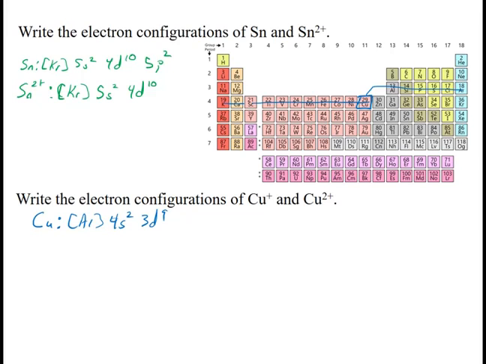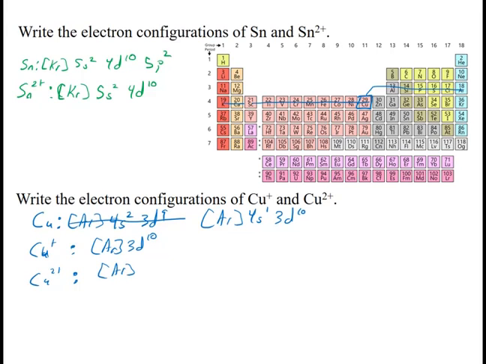Now, we've learned in the last chapter that this is an exception. So this is not what it is. It's argon with a 4s1 and 3d10. So what has happened is that it has promoted that electron from the s to the d. So the copper with a plus 1 is going to have lost this 4s. So it's still going to be argon and then 3d10. And copper 2 plus, it has to lose one more, so it's going to become argon 3d9. Okay, and that is the end of this video.